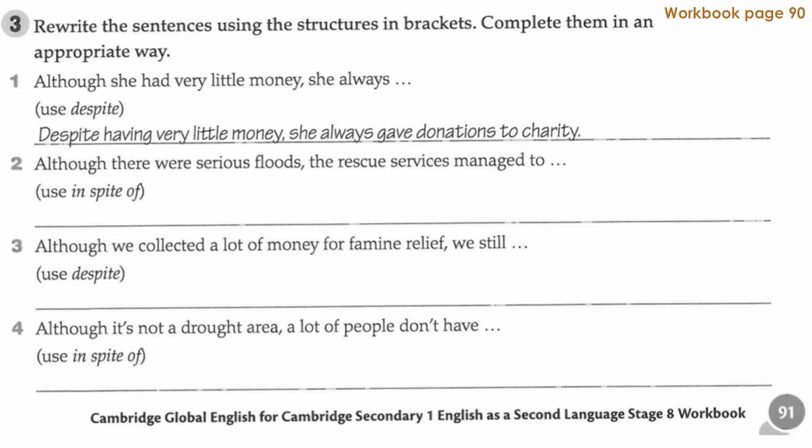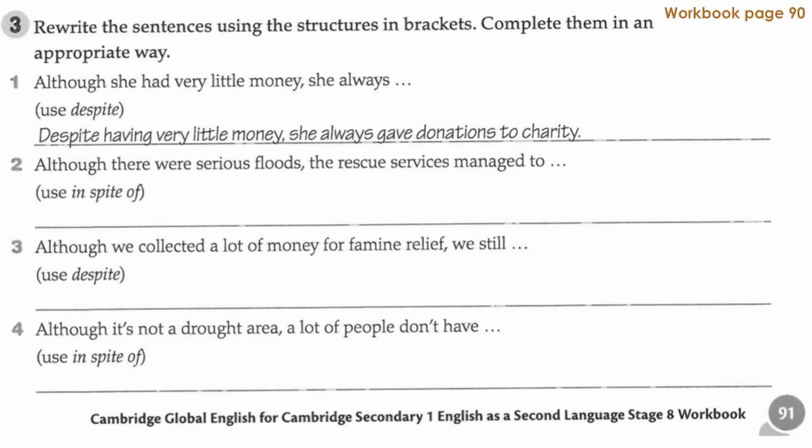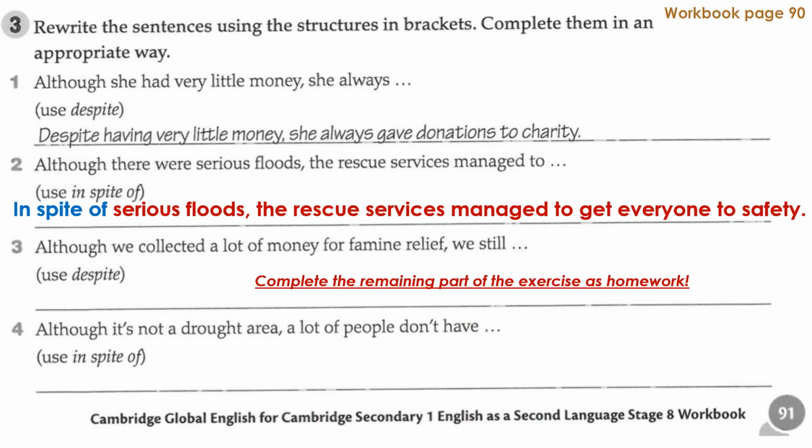Number 2, although there were serious floods, the rescue services managed to, okay, let's see together. Let's try possible answers or example answers. Number 1, as I have read it before. Number 2: in spite of serious floods, the rescue services managed to get everyone to safety. How many sentences are left? I think 3 and 4, right? So it is your turn now to do as homework. Complete the remaining part of the exercise, please.